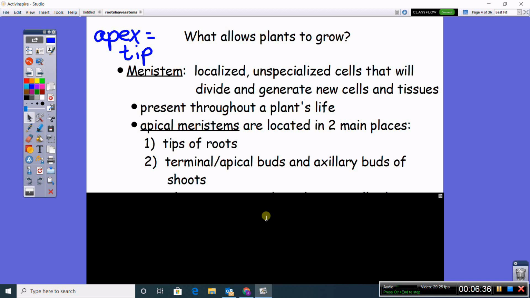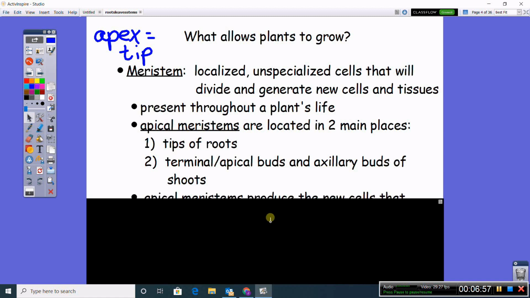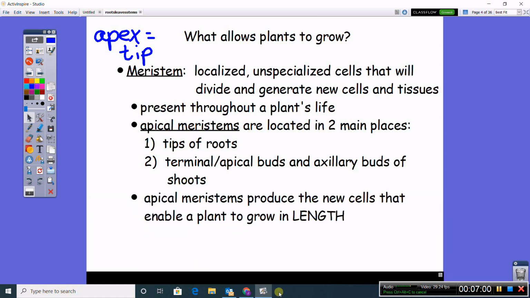The tips of roots, and then the terminal or apical buds and the axillary buds of shoots. So basically, you want to think about apical meristems allowing for growth in one plane, but two different directions, growing upward and growing downward. That's where our apical meristems are going to be located. Apical meristems, like I said, are regions where there's a lot of cell division going on, and it's going to allow the plant to grow in length. So the plant is going to be able to get longer, taller, and then grow deeper into the soil.